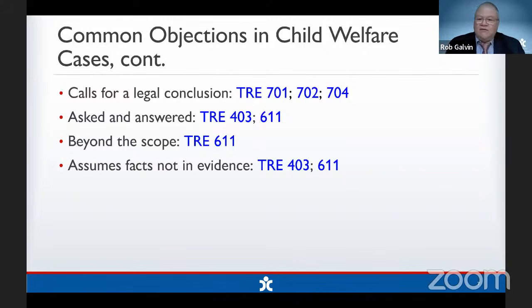And then the other one, assuming facts not in evidence. Now, this is, to me, a very, very powerful objection. It's also a very tricky objection. Those of you who have tried these type of cases know that there is a lot of testimony about things that no one else has testified about.